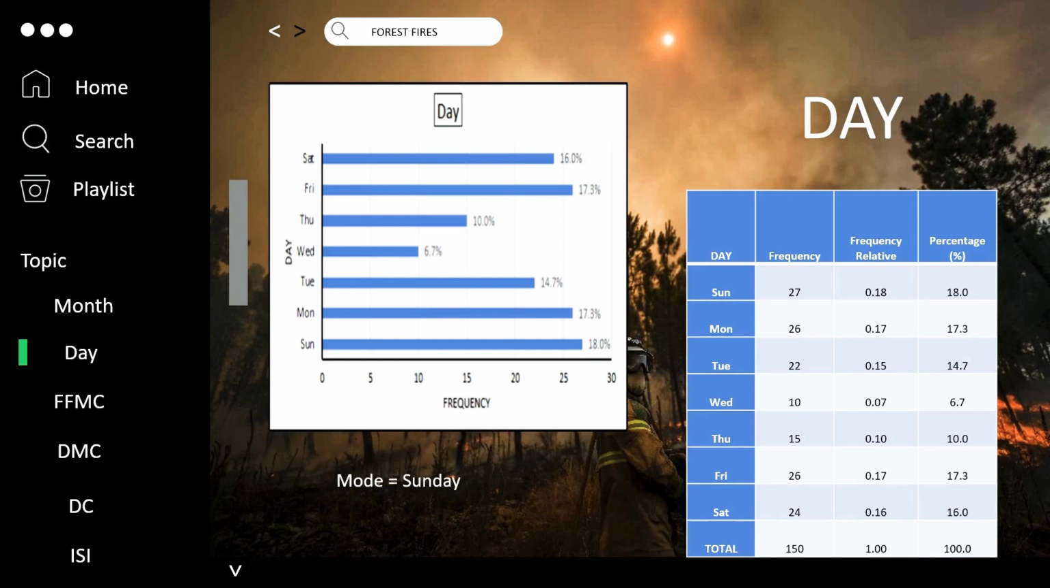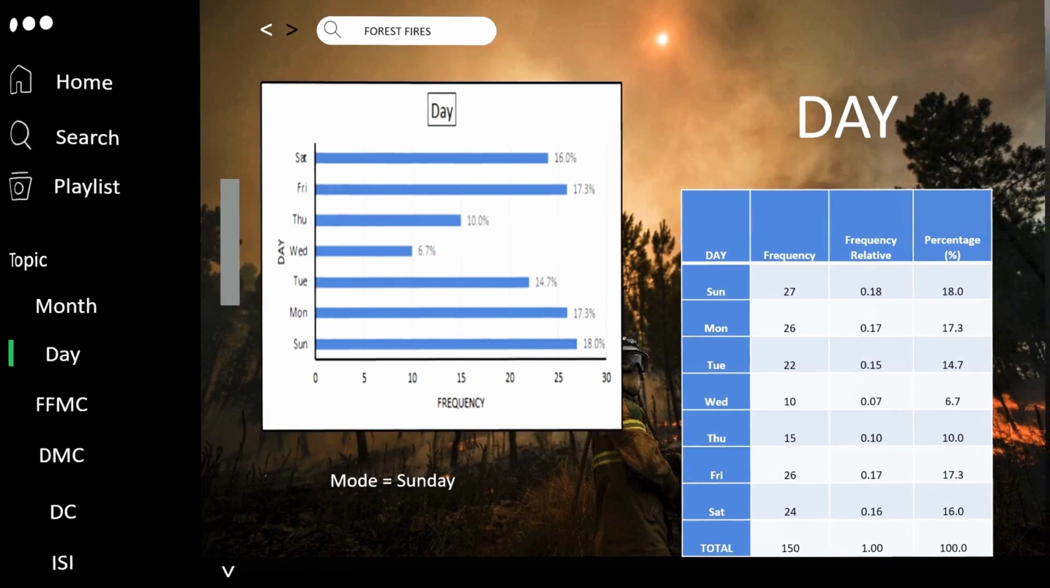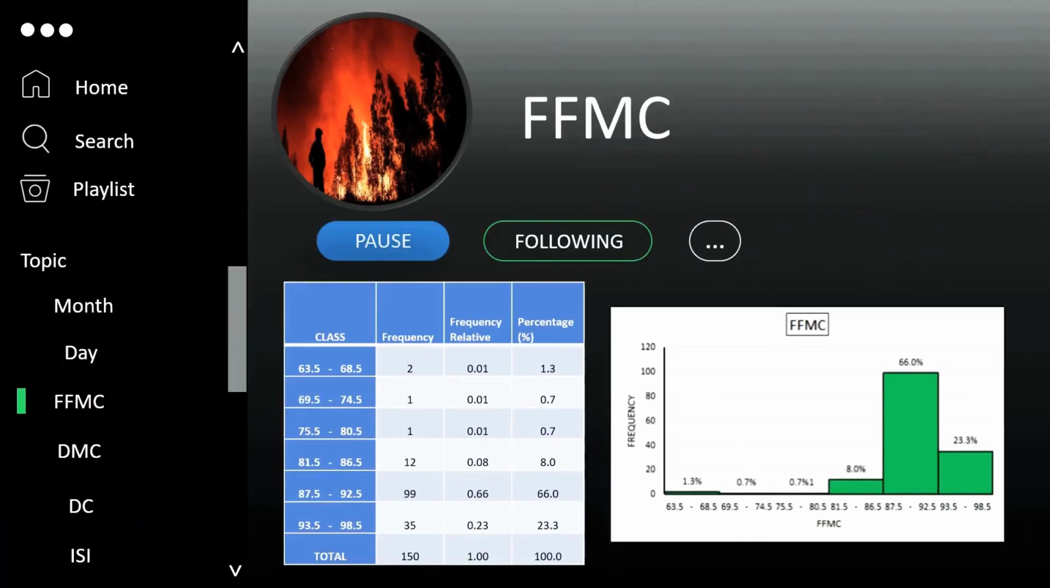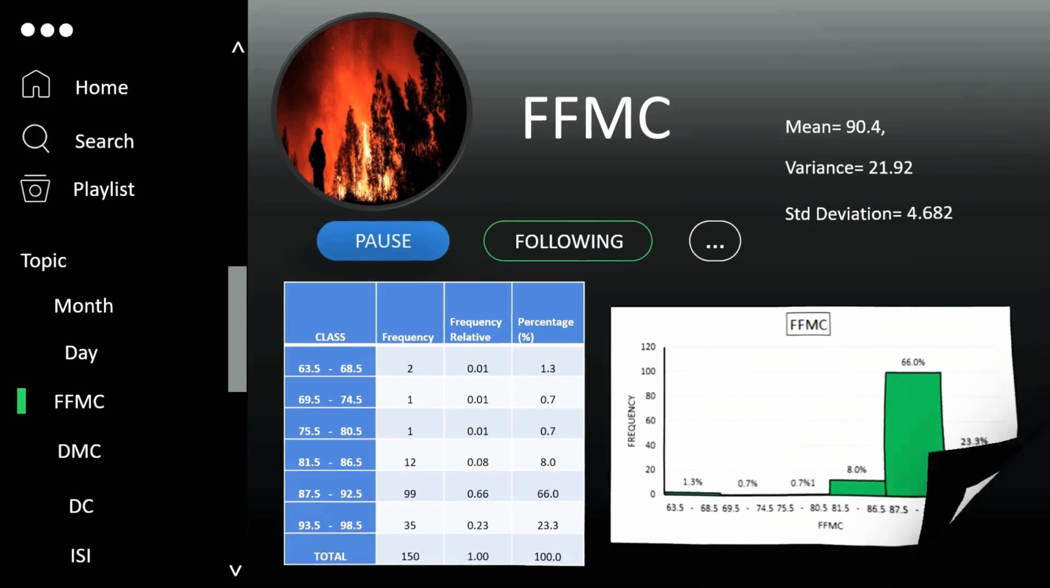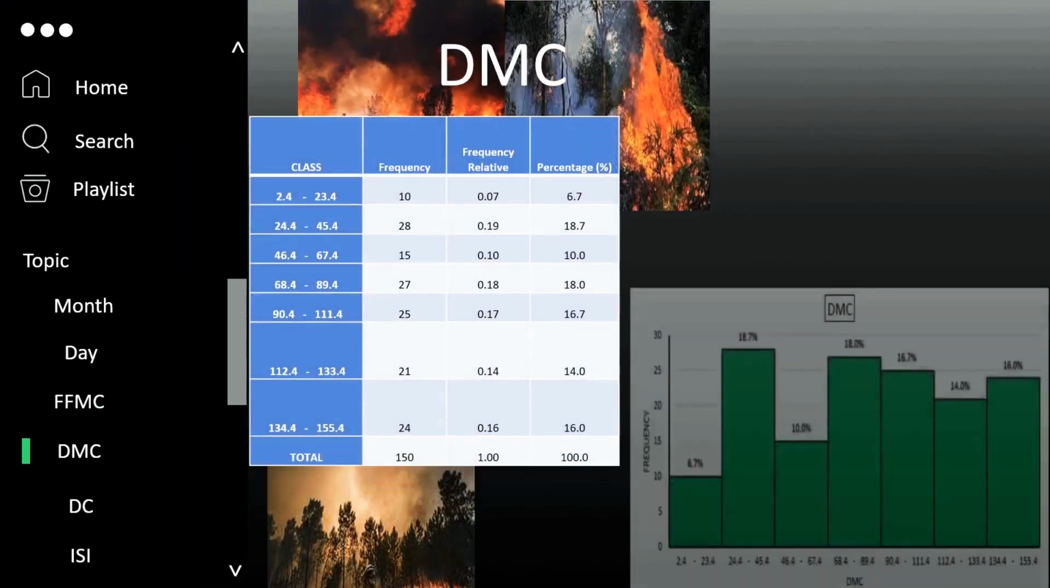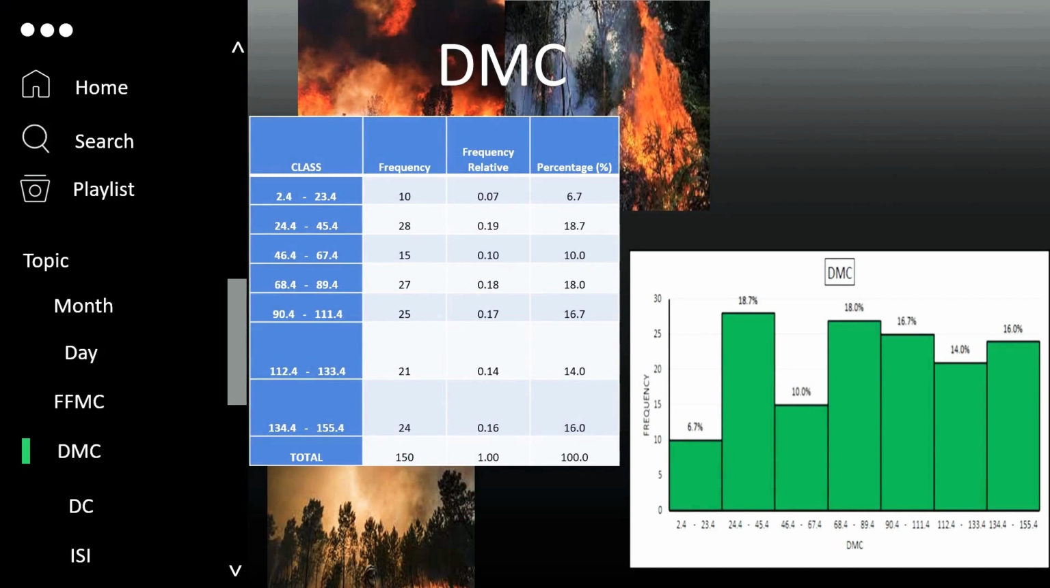The bar chart above shows the Fine Fuel Moisture Code, FFMC, index of the forest fires data. Based on this chart, the highest FFMC is in the range of 87.5 to 92.5 with a frequency of 99, which represents 66%. Next, the lowest FFMC is in the range of 69.5 to 80.5, which only has 1 frequency and represents 0.07%. The mean for the FFMC data is 90.4. Moreover, the variance and the standard deviation are calculated as 21.92 and 4.682 respectively.